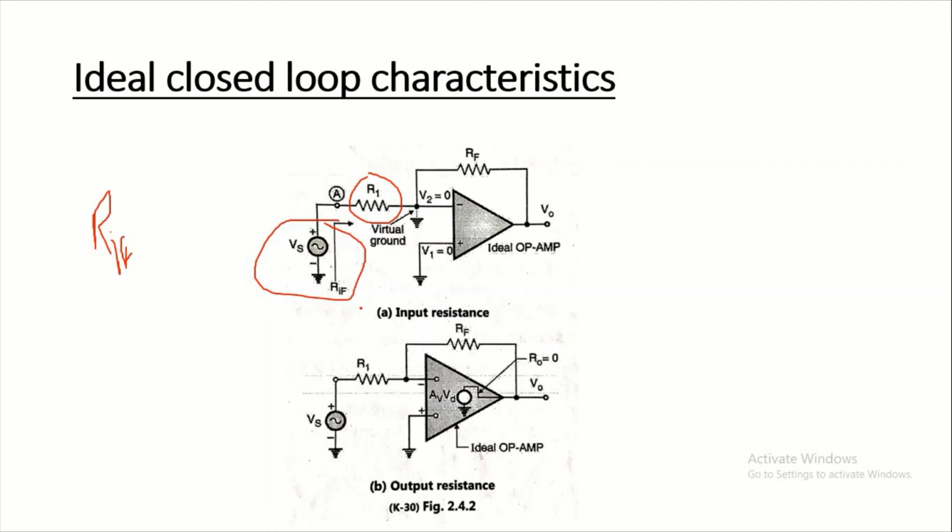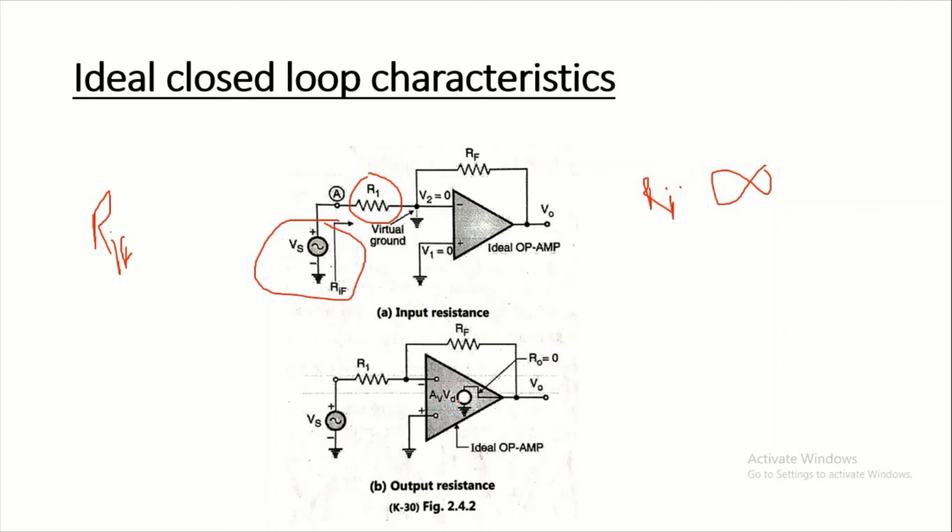This shows that the input resistance of the inverting amplifier with the ideal op-amp is equal to only R1 instead of infinity. For an ideal op-amp with open loop gain, the Ri value is infinity. But with the external feedback, the value of input resistance is R1. This is the biggest advantage of the inverting configuration.